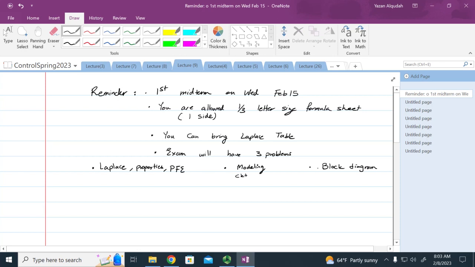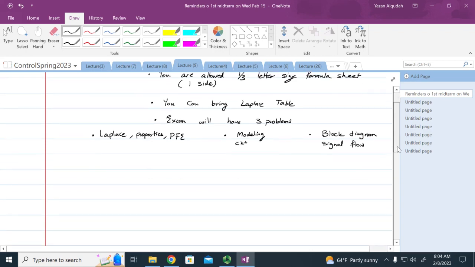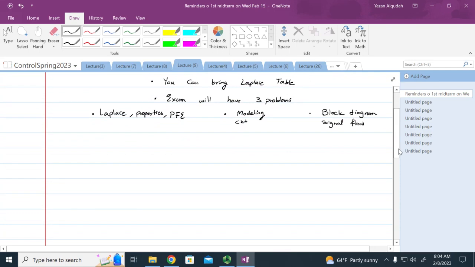What is the second part of the third problem going to be? Block diagram reduction and signal flow. Make sense? So you guessed what the topic is going to be, so I didn't even have to tell you. Okay. Any questions on the material?